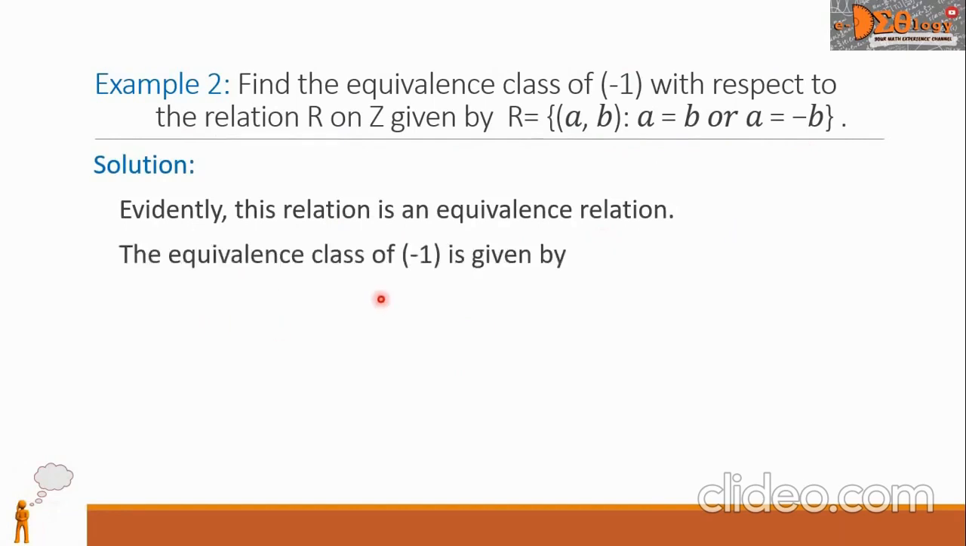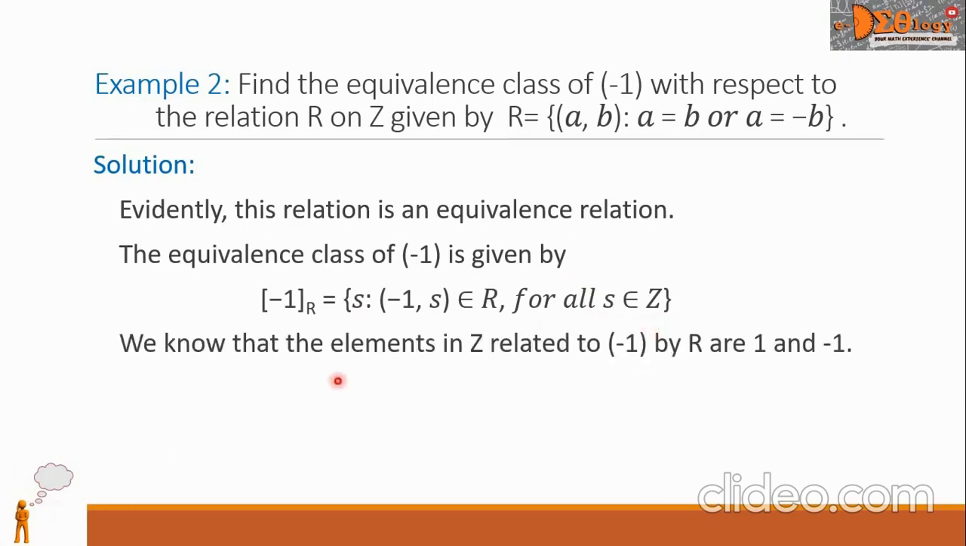The equivalence class of -1 is given by, the symbol is here, equivalence class of -1 of the relation R is equal to the elements S such that the ordered pair (-1, S) is an element of R, for all S an element of Z, the integers.